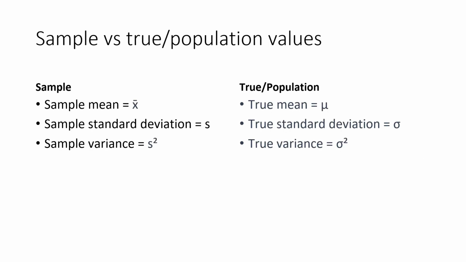The way we differentiate between sample values and true population values is through the notation. So for example, the sample mean would be written as x bar, whereas the true population mean would be written as mu. Similarly, the sample standard deviation would be written as S and is calculated a slightly different way, which we'll look at later. And the true standard deviation is written as sigma. So that would mean sample variance is S squared and true variance is sigma squared.